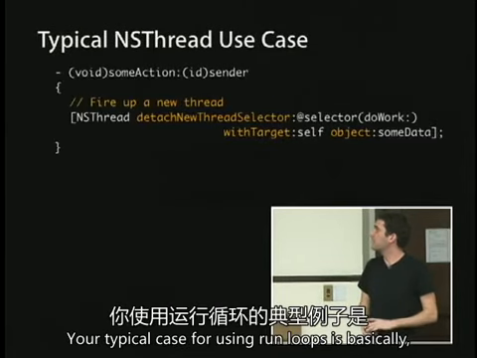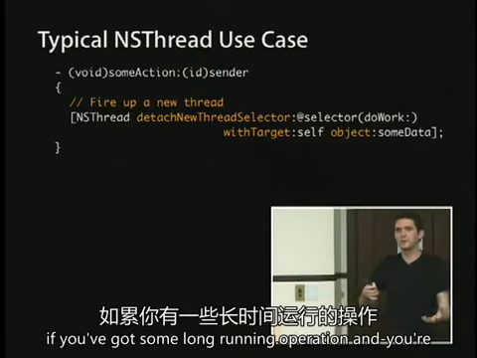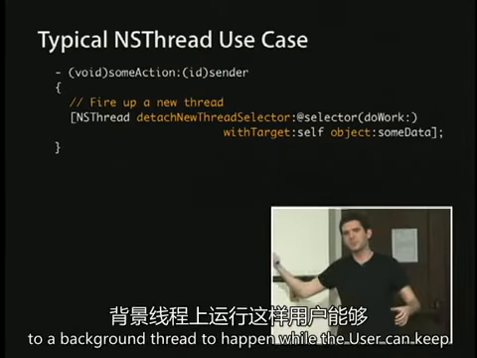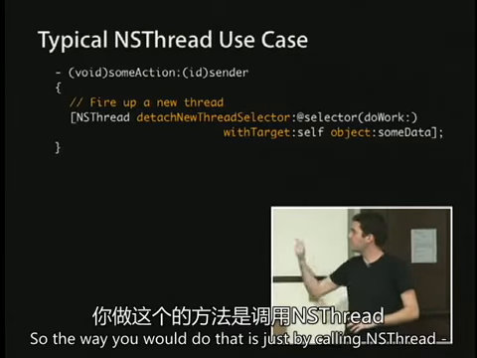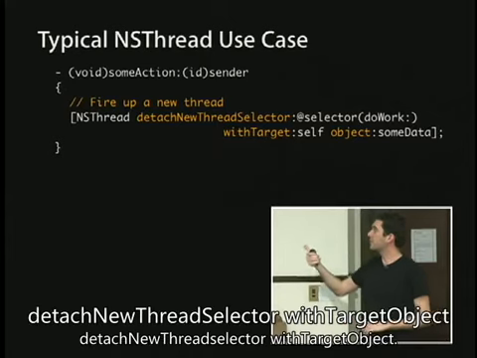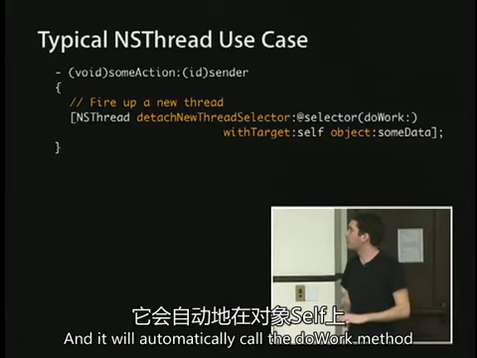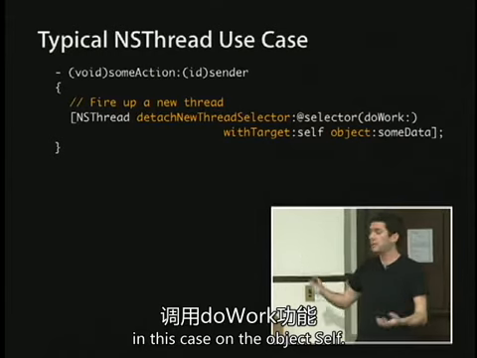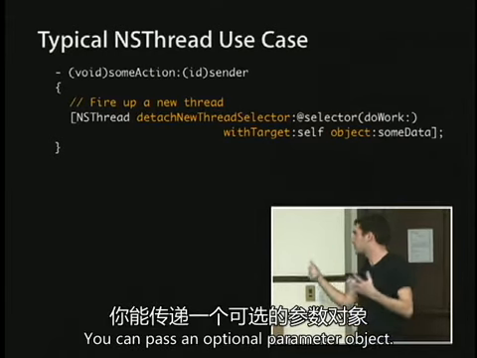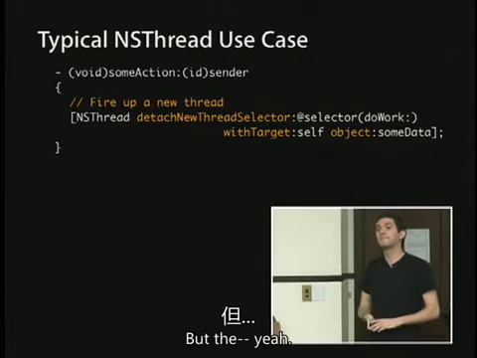Your typical case for using threads is basically if you've got some long-running operation and you're on your main thread and you want to kick it off to a background thread to happen while the user can keep interacting on the main thread. So the way you would do that is just by calling NSThread detachNewThreadSelector with target object. And this creates a new thread for you. That's really all there is to it. And it'll automatically call the doWork method in this case on the object itself. You can pass an optional parameter object. In this case, we'll pass some data.